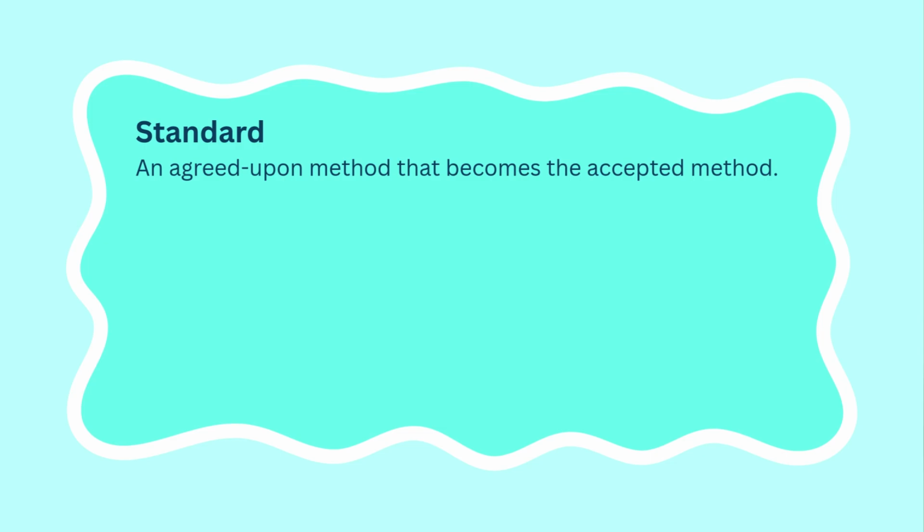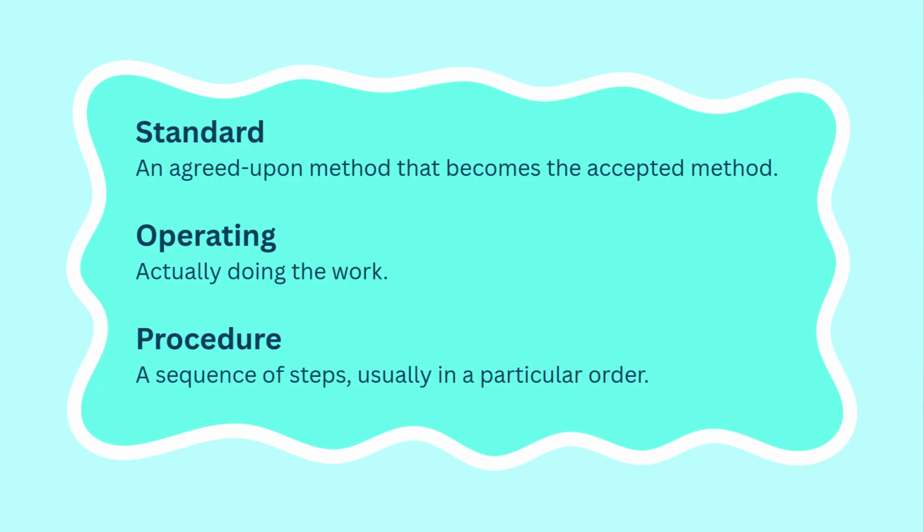So let's break down the term SOP. So standard, that actually means an agreed upon method that becomes the accepted method. O for operating, actually doing the work. P is for procedure, a sequence of steps usually in a particular order.